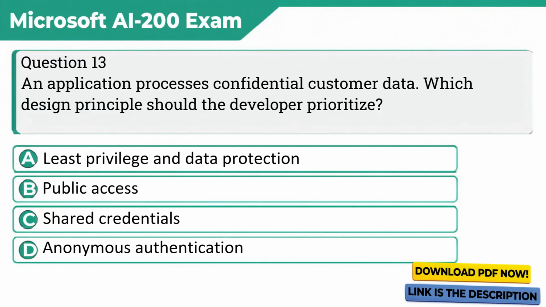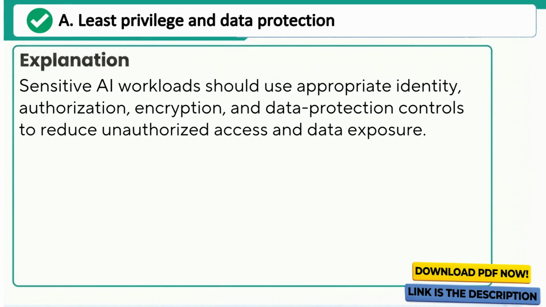Question 13. An application processes confidential customer data. Which design principle should the developer prioritize? A. Least privilege and data protection. B. Public access. C. Shared credentials. D. Anonymous authentication. Correct answer. A. Least privilege and data protection. Explanation. Sensitive AI workloads should use appropriate identity, authorization, encryption, and data protection controls to reduce unauthorized access and data exposure.